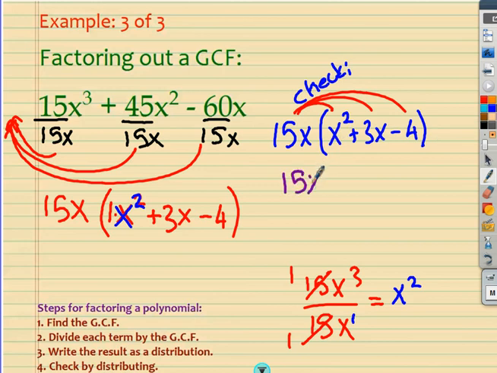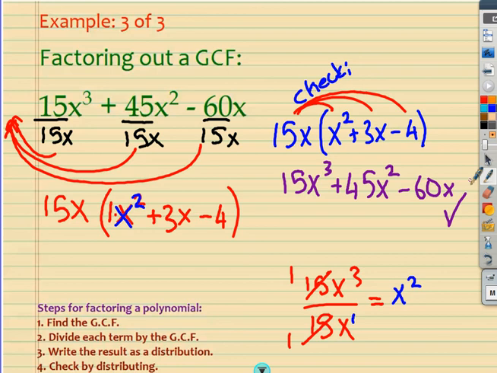x times x squared makes x to the third power. 15 times 3 is 45, positive that is. And x times x is x to the second power. 15 times negative 4 is negative 60, and x. And it does give us the original result, so we know that our factoring out was correct.